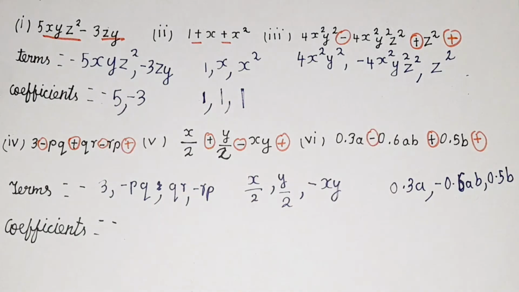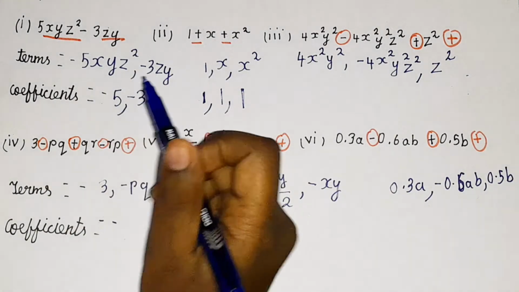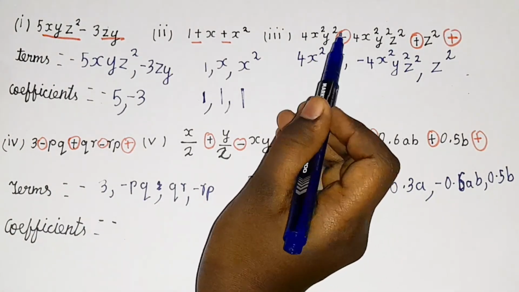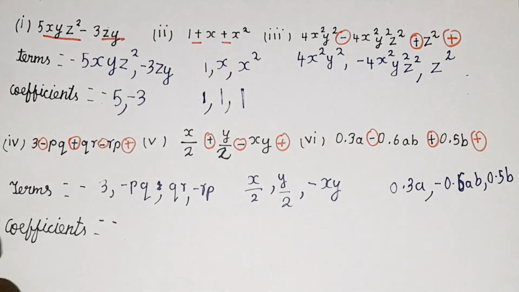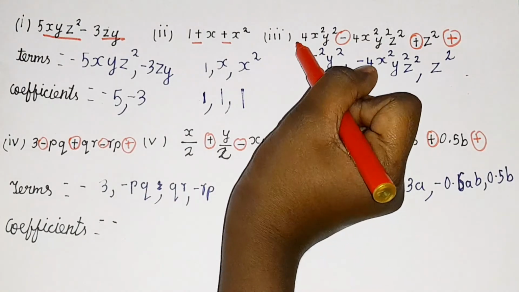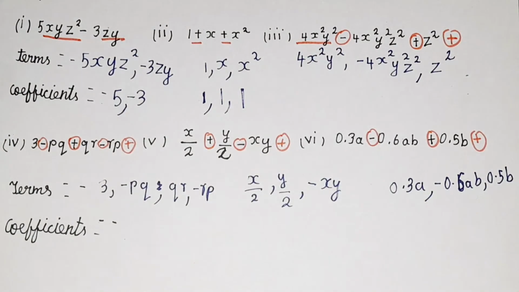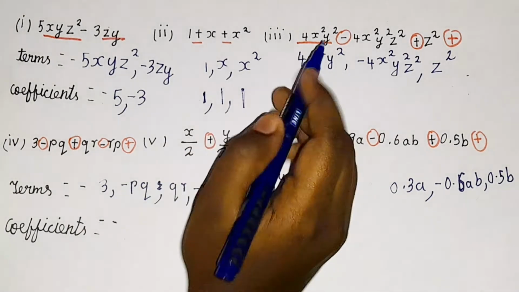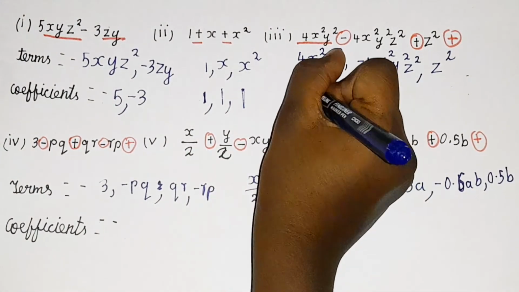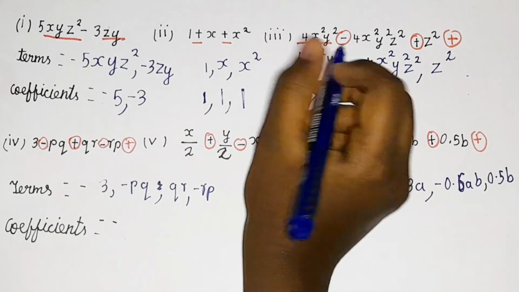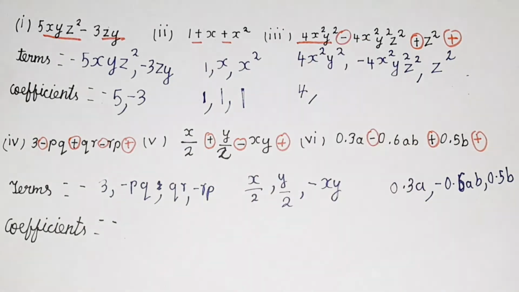z square. So now here what's the first term? The first term is 4x square y square. Let me underline it. 4x square y square. So here the variables are there, of course, okay. So before the variables, what is the number? 4. So 4 is the coefficient of x square y square.